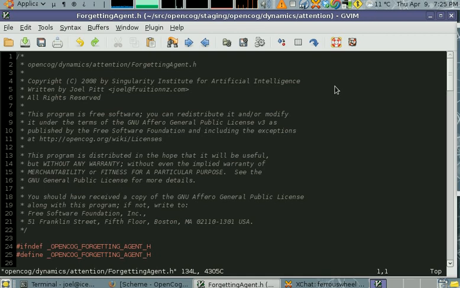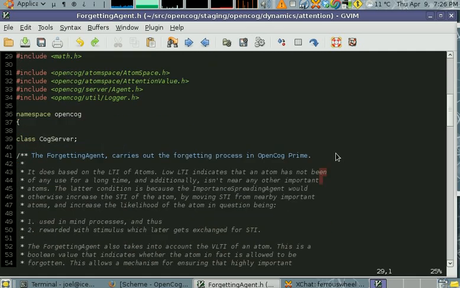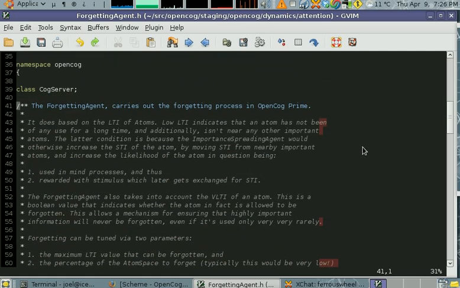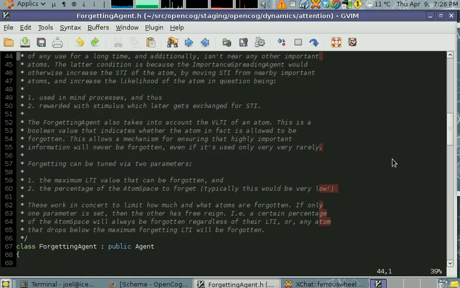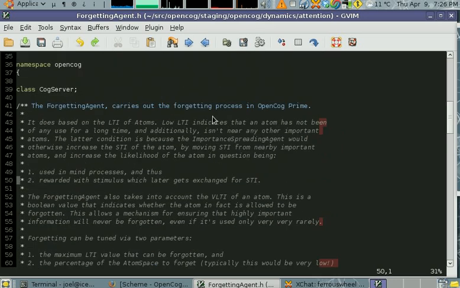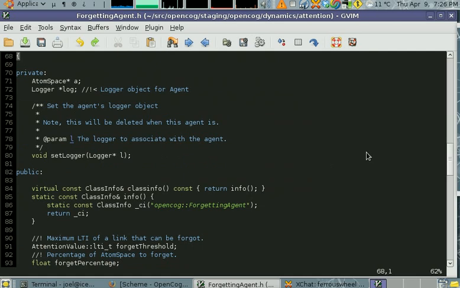So the next tutorial will be about the actual Hopfield network. This one's just going to cover the mind agent called the forgetting agent. It will be pretty brief and quick. It basically just forgets links and nodes, or atoms in general, that have a low LTI, assuming that the very long-term importance is not set to being permanent. The details are here in the docstring comment, and we'll just skip right into the actual code itself.